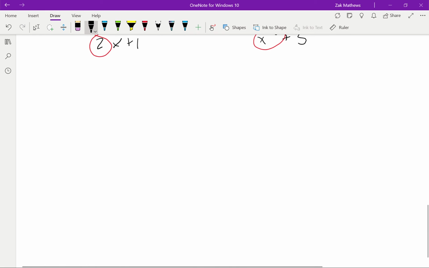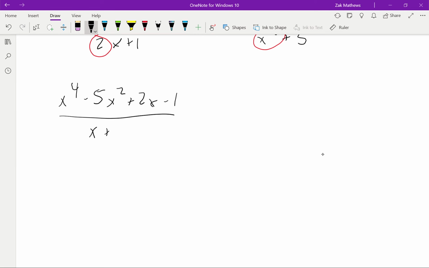Let's take another example. Let's take x to the 4th minus 5x squared plus 2x minus 1 divided by x plus 2. First thing I'm going to do is set it up in my little box. I'm going to put the negative 2. The opposite sign is what we started with, or what would be the 0 of the denominator. Then on the right-hand side of that division box, I'm going to put my coefficients.